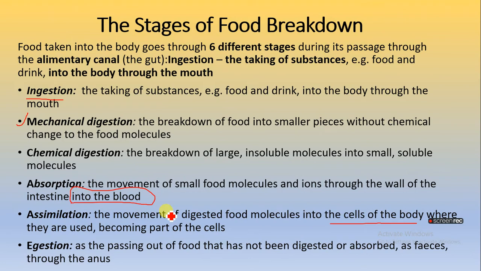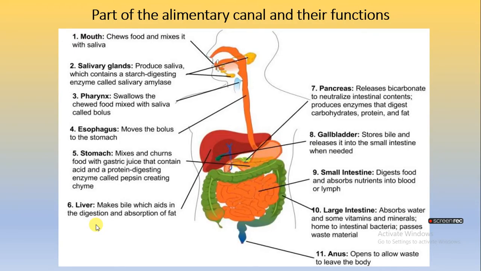Then egestion is the passing out of food that has not been digested. The removal of undigested food, in the form of feces through the anus, is known as egestion. So these are the major stages of digestion in humans. Now we'll look at the parts of the alimentary canal, or the gut, and their functions.